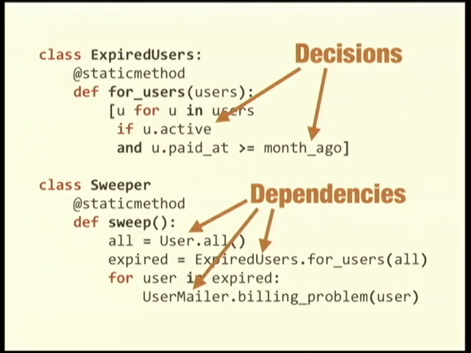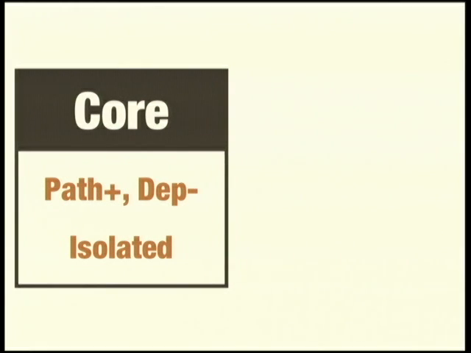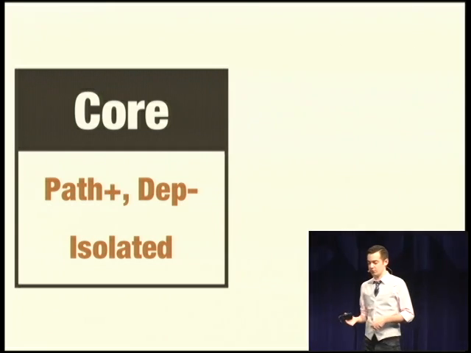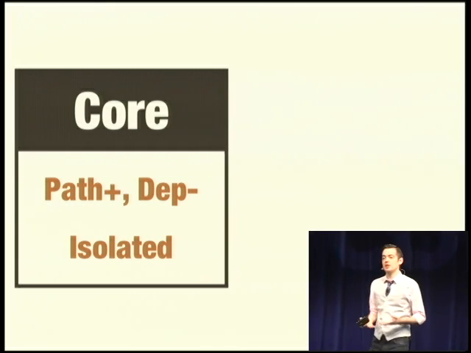It depends on expired users, and the user mailer. And this is exactly the distinction that divides what an isolated test is good at and what an integration test is good at. So what I call the functional core of a system built in this way has a lot of conditionals but very few dependencies and hopefully none. And this means that everything is tested in isolation for free. This is exactly what isolation is good at.